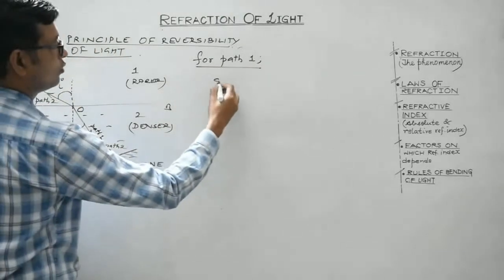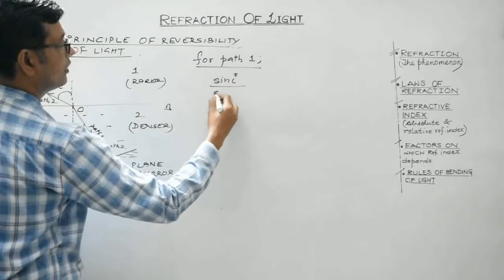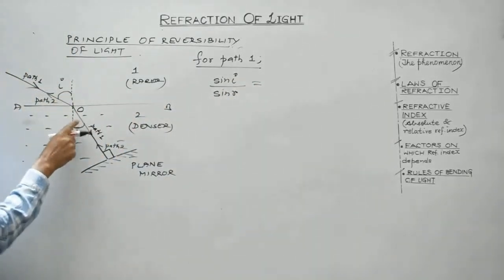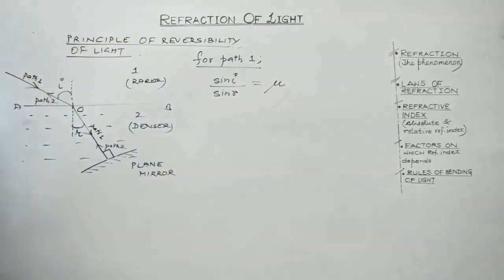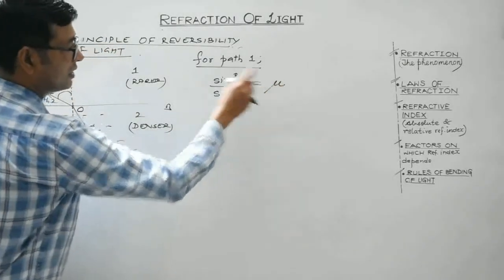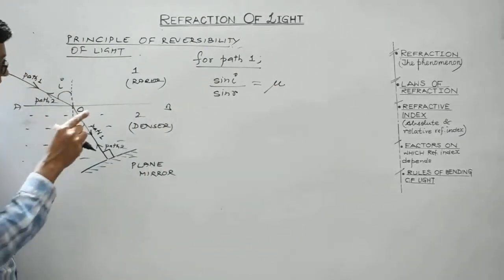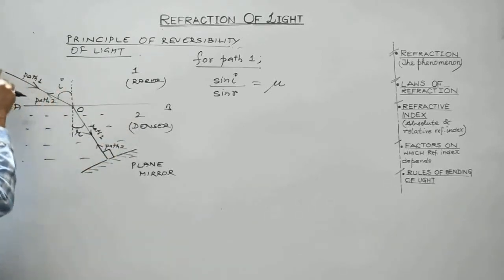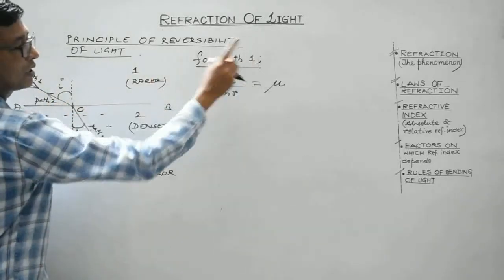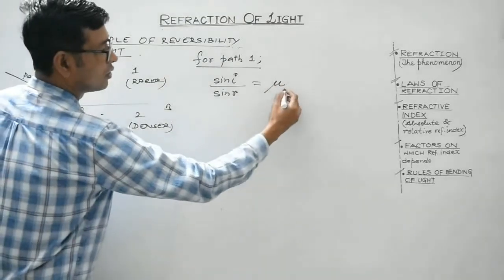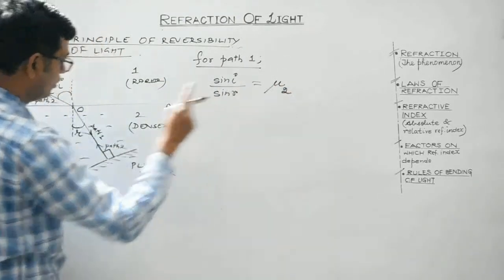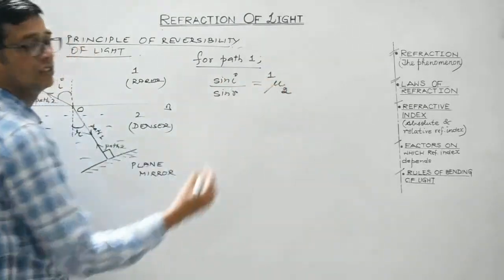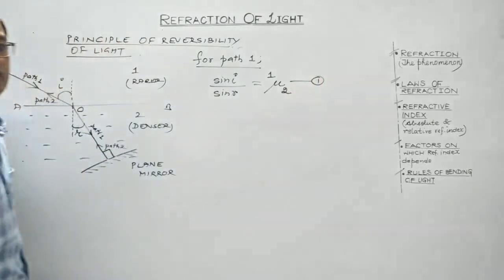let's apply Snell's law. What do you get? Sin i divided by sin r. Ratio of sine of angle of incidence to the sine of angle of refraction is constant, and that is refractive index. Now students, how to write this refractive index? Again I must repeat. Angle of refraction is lying in the medium 2 and incident ray is travelling in medium 1. I am considering path 1. So it will be refractive index of which medium? Of the medium in which angle of refraction lies. With respect to which medium? In which the incident ray travels. So this will be the first equation.